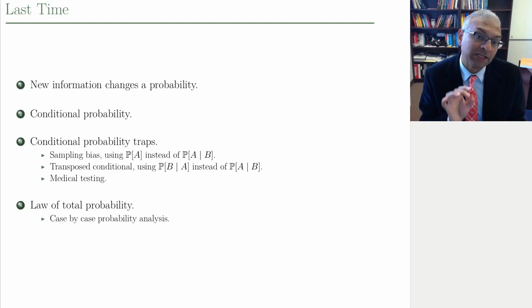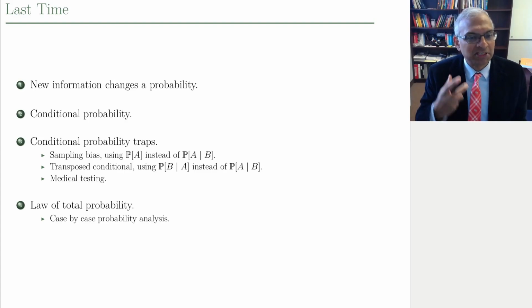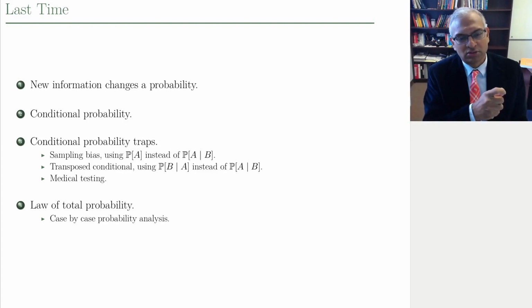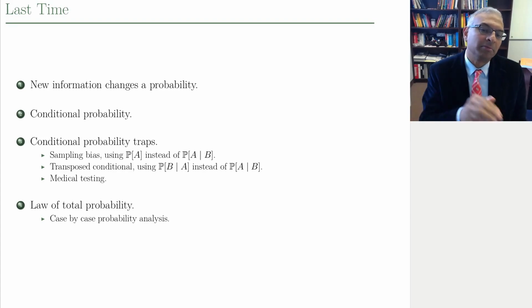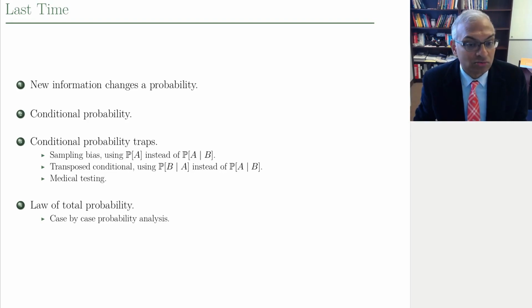Now, conditional probability is subtle, and it's possible to fall into several different types of conditional probability traps. We talked about sampling bias, we talked about the transposed conditional, using probability of B given A instead of the probability of A given B, and its application to medical testing.